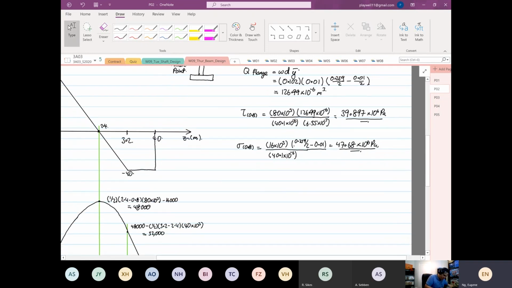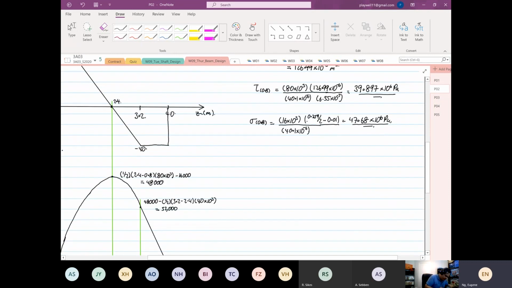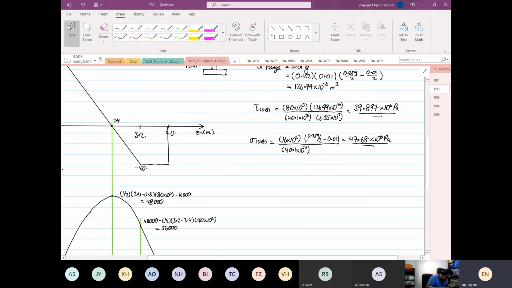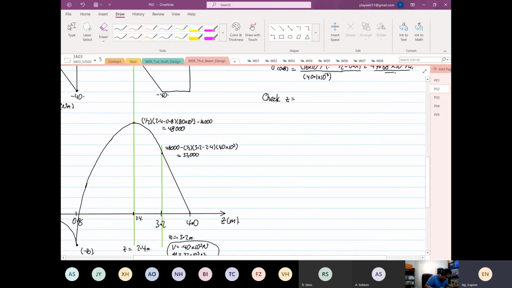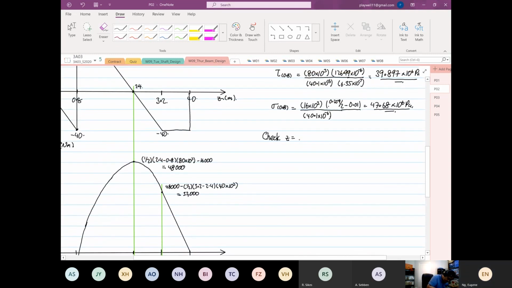Okay, now let's look at when z, so we're going to check. Just put the values over there first. Okay, don't do anything. So we're going to check when z is equal to what? z is equal to 2.4 now. I'm going to draw a line here.